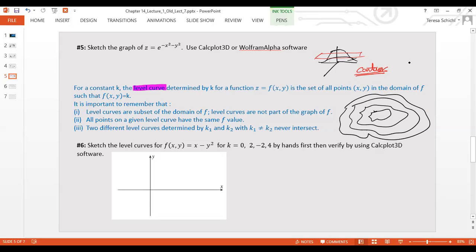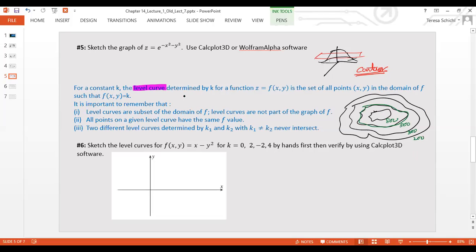So you treat the mountain as a 3D surface. Then you use a big knife to cut it, so all the points on a certain level have to be the same, right? So you see, okay, this is 500 feet, maybe this is 800 feet, and this is 300 feet, and this is 200 feet, right? That is what we call the level curves here, okay?